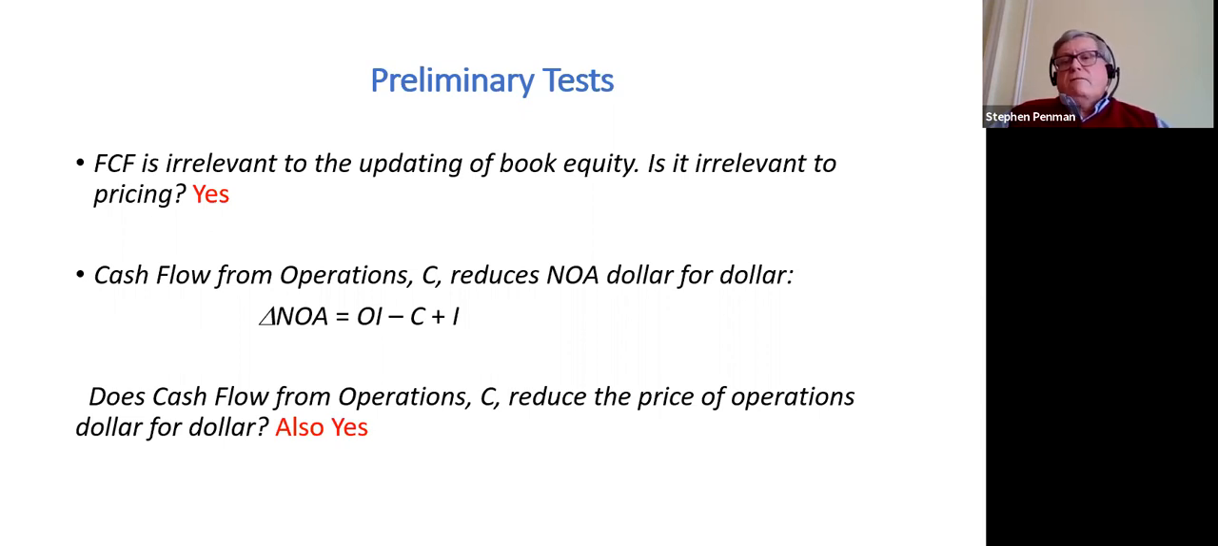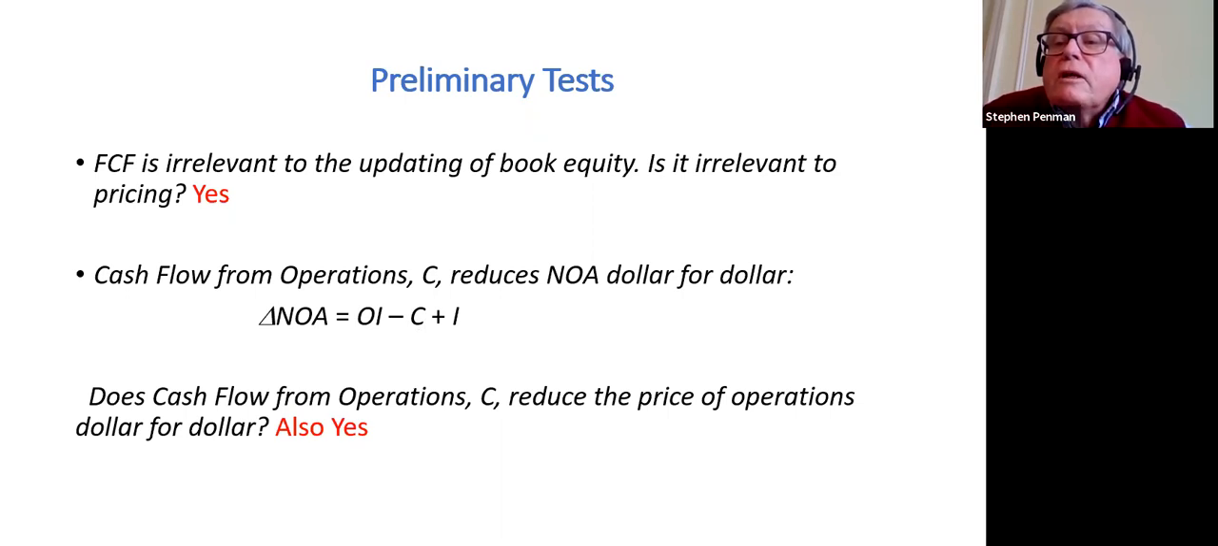Now, we understand from our accounting equation that the change in the net operating assets is equal to operating income minus the free cash flow, which is minus the cash flow. Free cash flow is cash flow minus the cash investment. So it's minus cash flow plus the investment. Does the market price cash flow from operations as a negative?